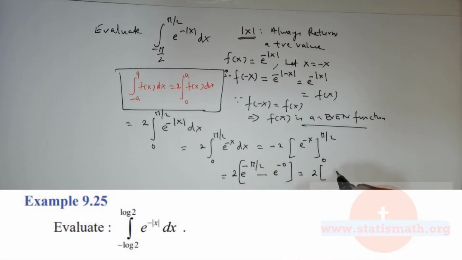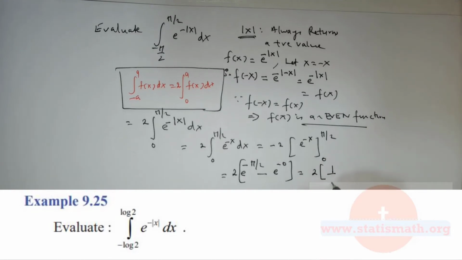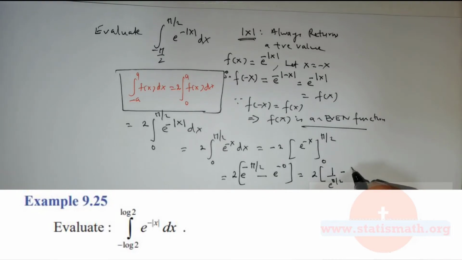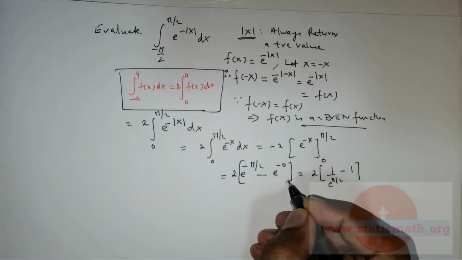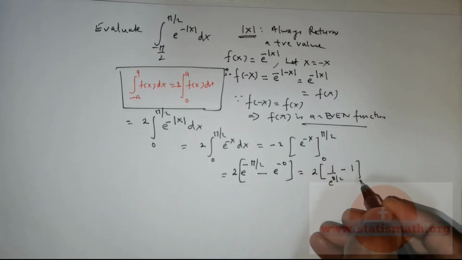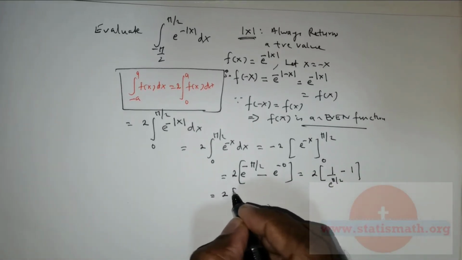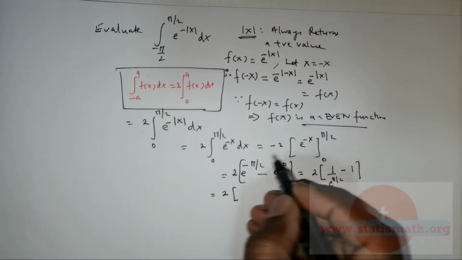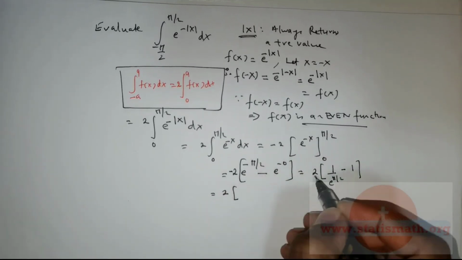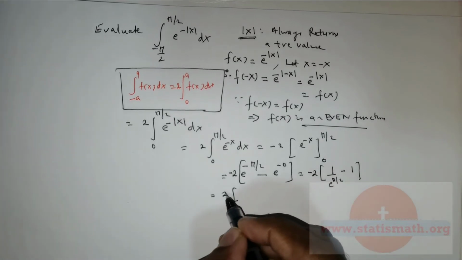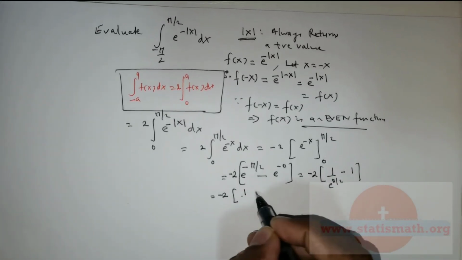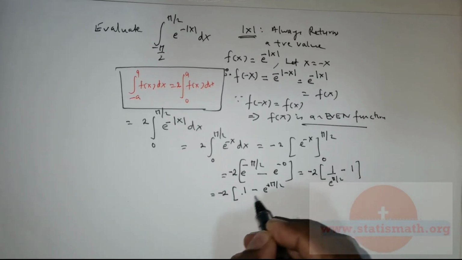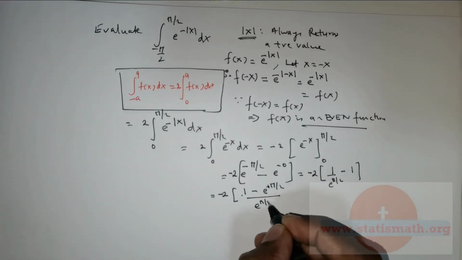Now e raised to the power negative pi over 2 can be rewritten as 1 divided by e raised to the power pi over 2. And e raised to the power 0 is going to be 1. Of course, it doesn't matter whether it's positive 0 or negative 0. This can be further rewritten as 2 times, and of course we have a negative sign that has to be retained, 1 over e raised to the power pi over 2 minus 1, taking the LCM as e raised to the power positive pi over 2.